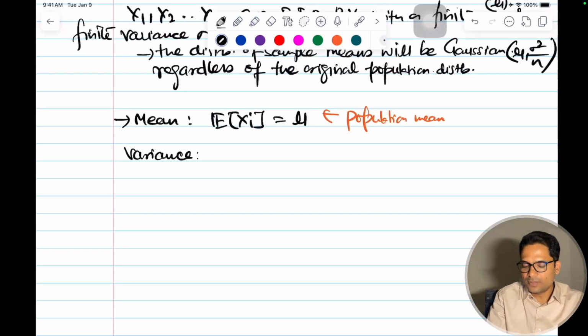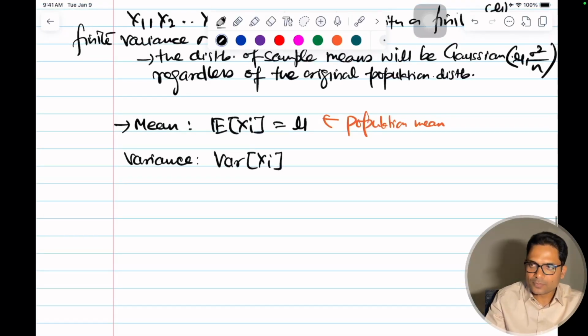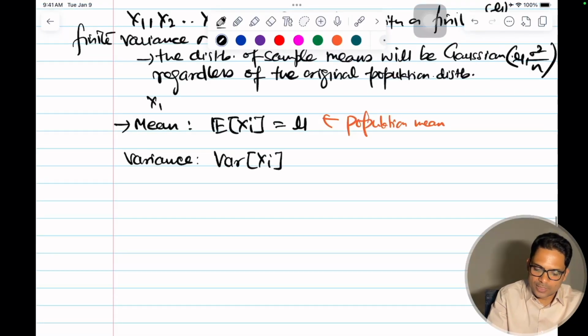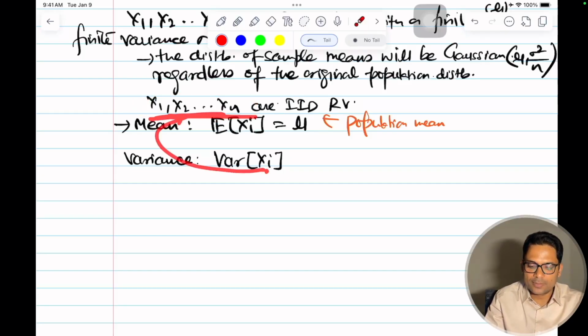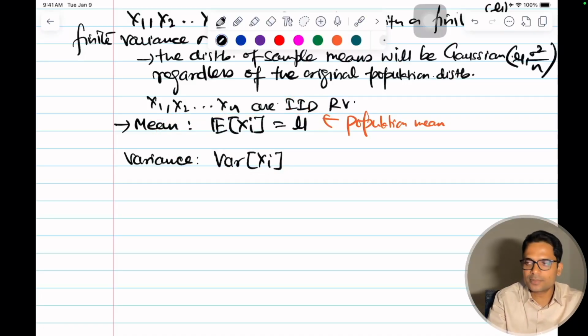My variance would be the variance of xi. What is xi? Xi is from here: x1, x2, ..., xn are IID random variables, whatever, I don't know the distribution. So this i will vary from 1 to n, and these are IID, independent and identically distributed, coming from the same kind of distribution. So this is the variance.